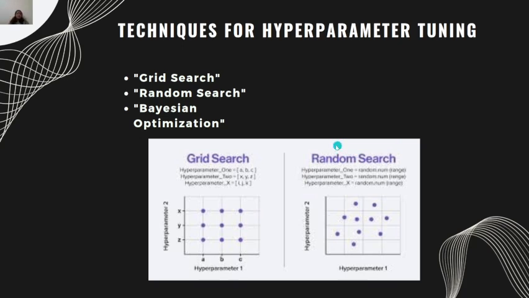Then we have Bayesian optimization. This method builds a probabilistic model of the objective function and tries to find hyperparameters that maximize it. It's more effective than grid and random search for large scale problems.